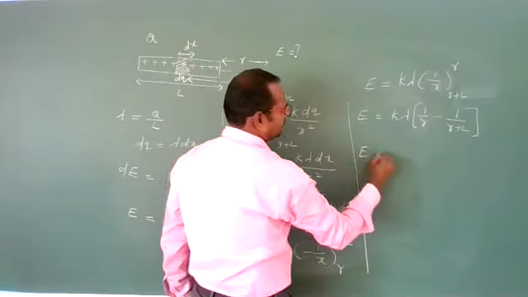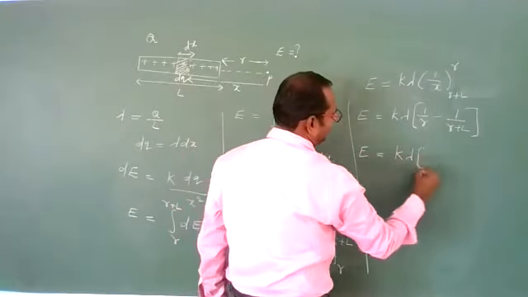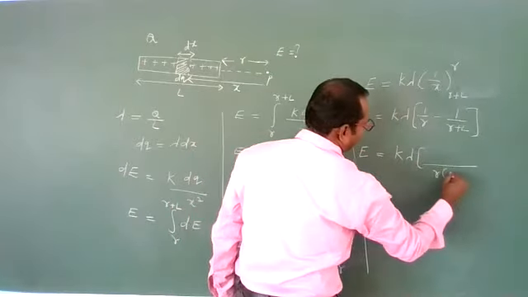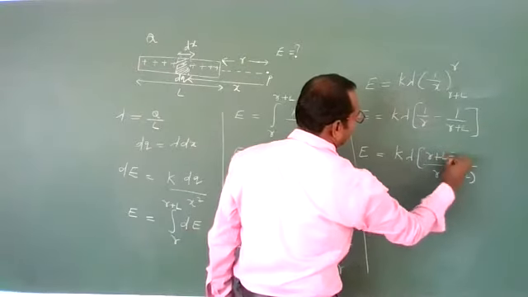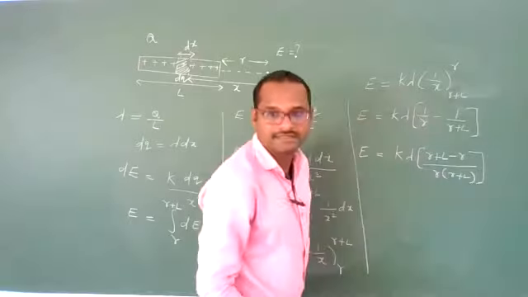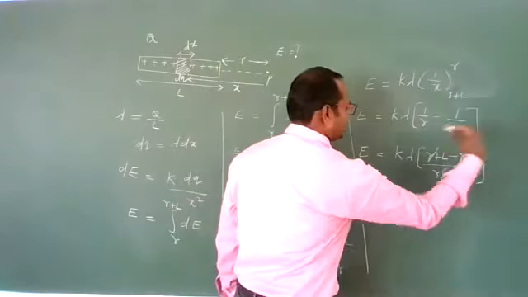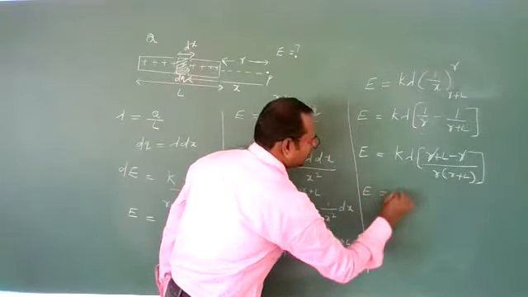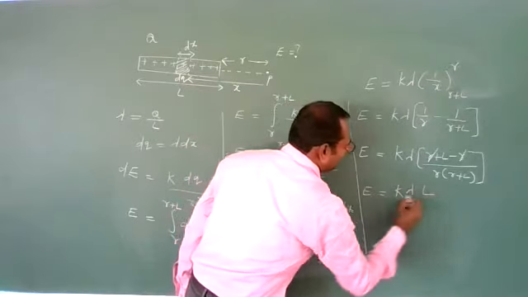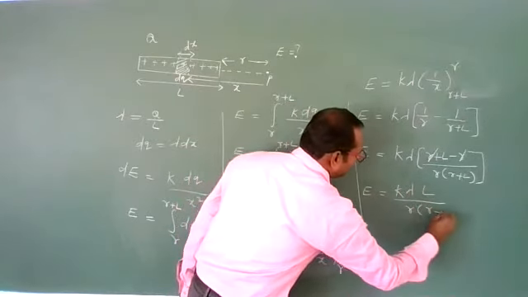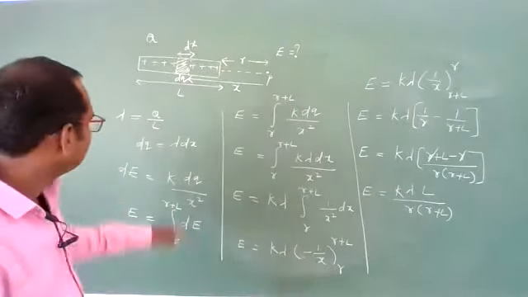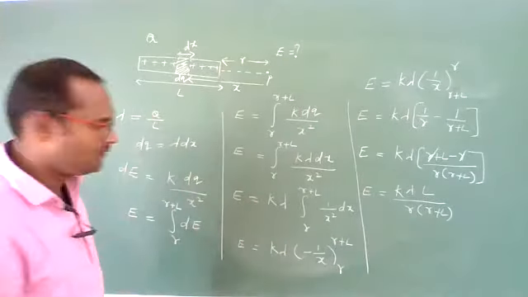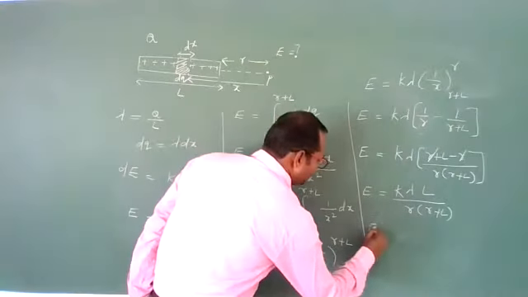So you'll get E is equal to k lambda. The LCM is r into r plus L. You'll get r plus L minus r. Correct? Plus r minus r cancel. You will get E is equal to k lambda L divided by r into r plus L. If you want to substitute the lambda value, you can substitute Q by L. Yes, I am substituting now.